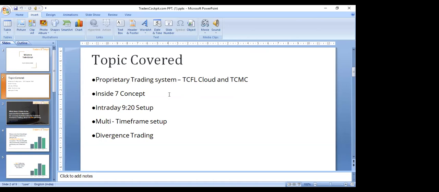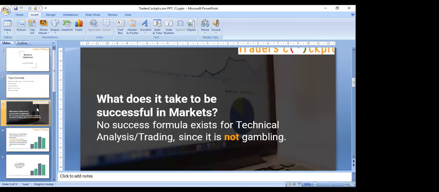I request everyone, if you have a pen and paper with you, please write down the topics which I'm going to explain. It will help you a lot in the markets when you go for real trades. So let's start with the introduction about the Traders Cockpit.